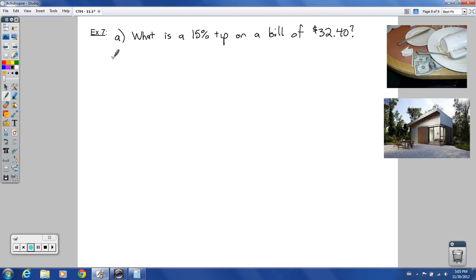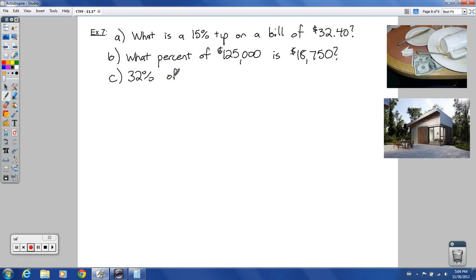Part B, we're going to say what percent of $125,000 is $18,750. And then finally part C, 32% of what number is 68.